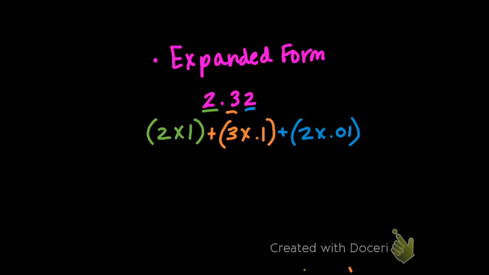So logically, if I add these up and solve these, I am going to end up with 2 and 32 hundredths. Okay?